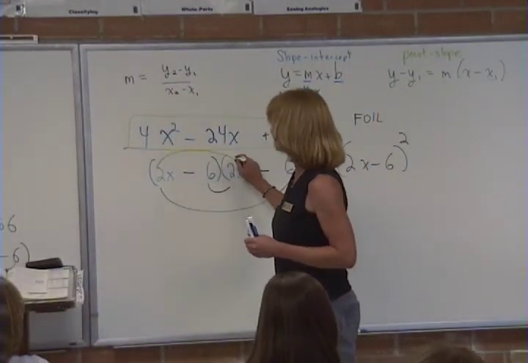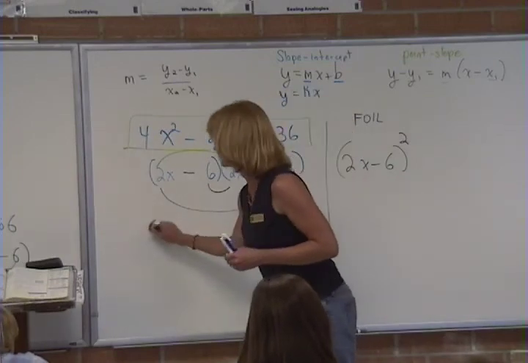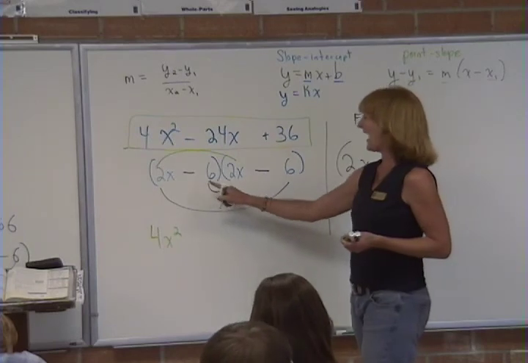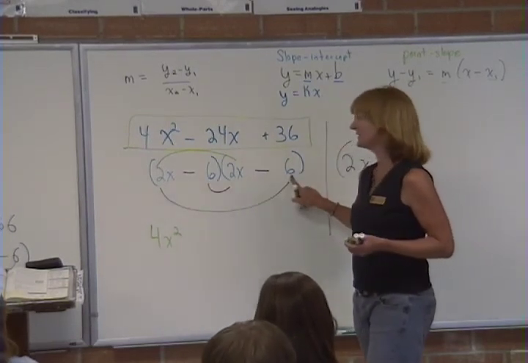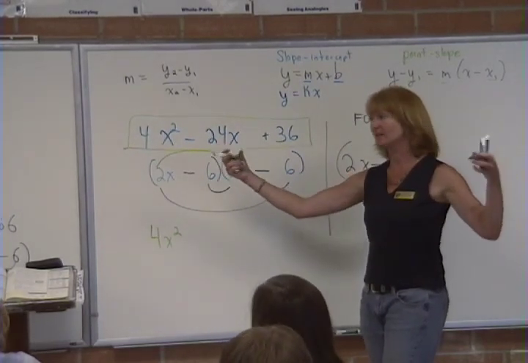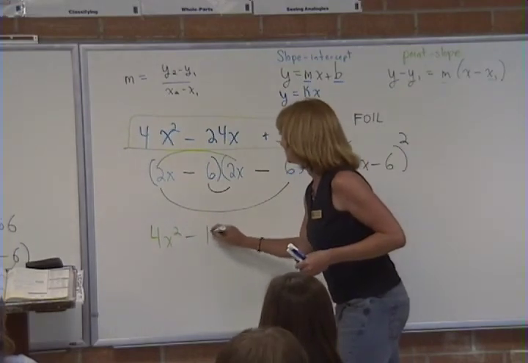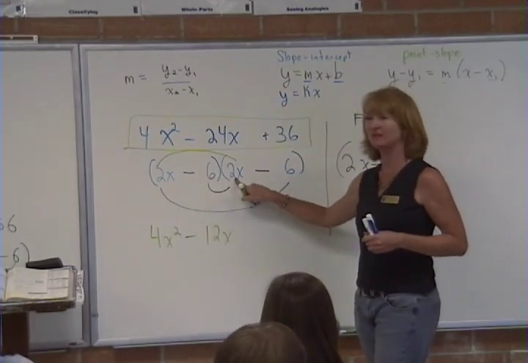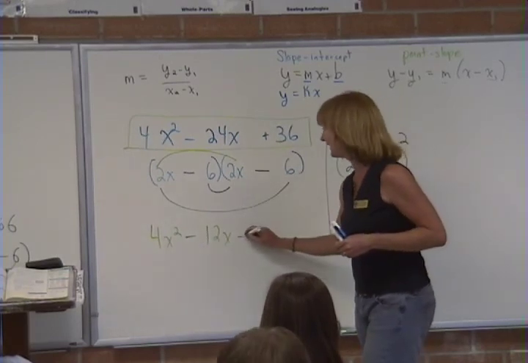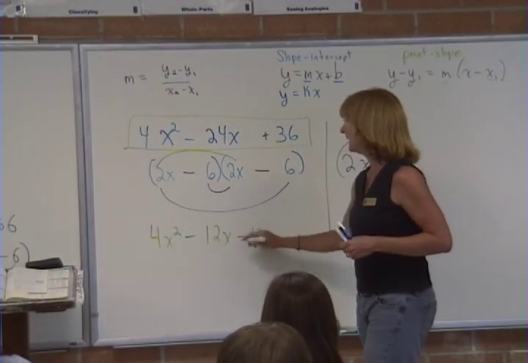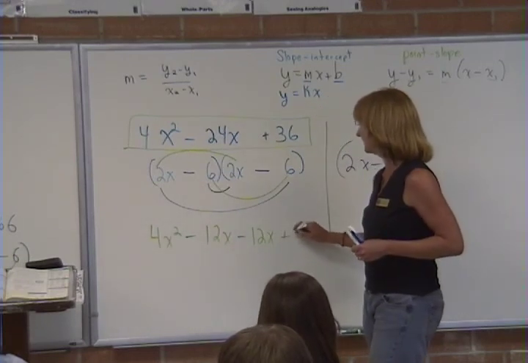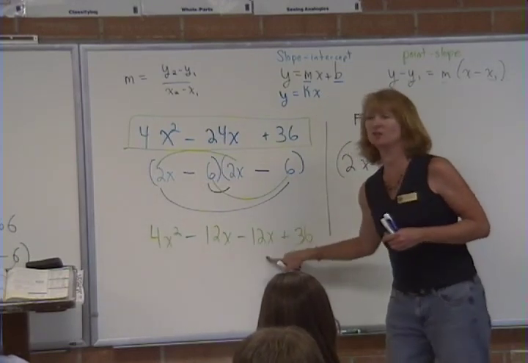The first times the first is 4x squared. That's what you just said. The outer product is the outer pieces multiplied together, which is negative 12x. The inner product is this times this, which is also negative 12x. And then the last, negative 6 times negative 6. What happens with these two middle pieces?